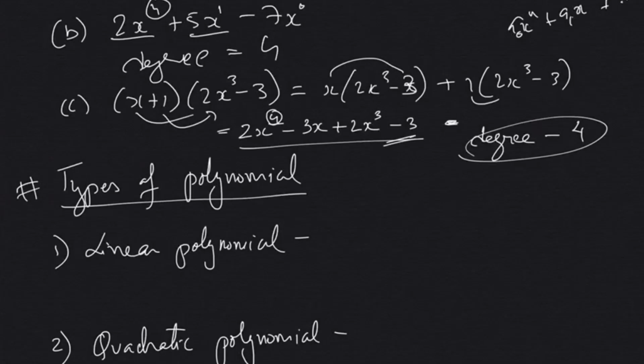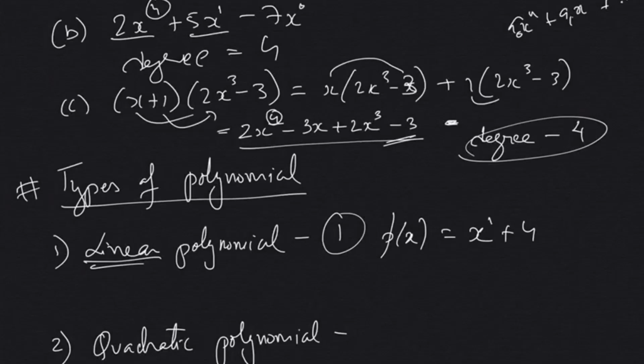Depending on the degree, the polynomials are named. For example, a linear polynomial. Linear represents 1. Whenever the degree of a given polynomial is 1, that polynomial will be called a linear polynomial. For example, a polynomial in a variable x, if you want to write a linear polynomial, x plus 4. Since the highest power here is 1, the degree is 1. So this can be an example of a linear polynomial. Some more examples: y plus 3z. These are all polynomials of degree 1.